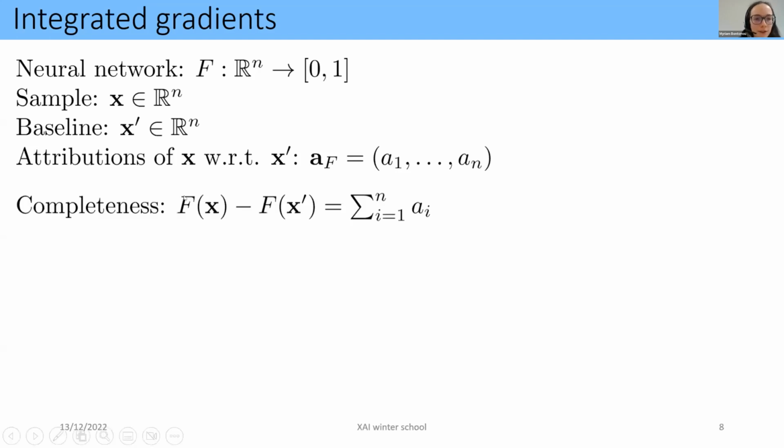And there is one property which is important, which is that the output, so the prediction of your sample minus the prediction of the baseline, is equal to the sum of the attributions.